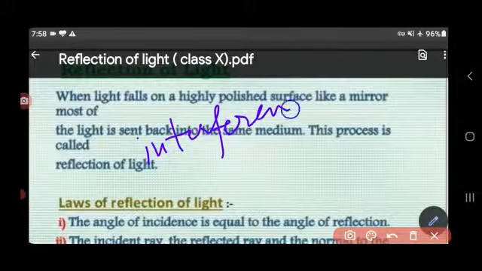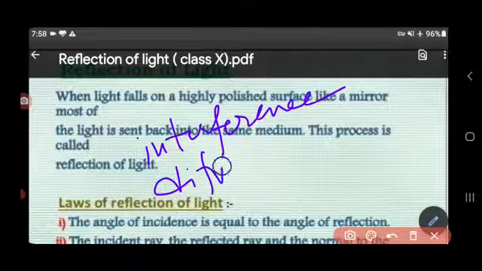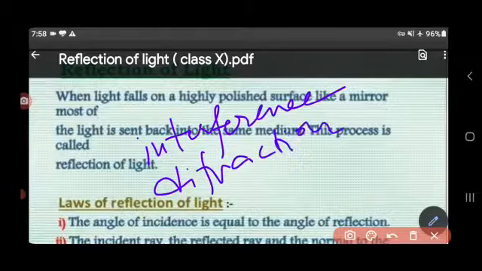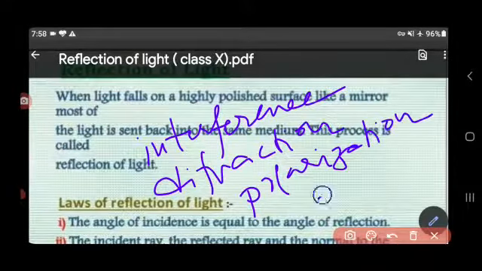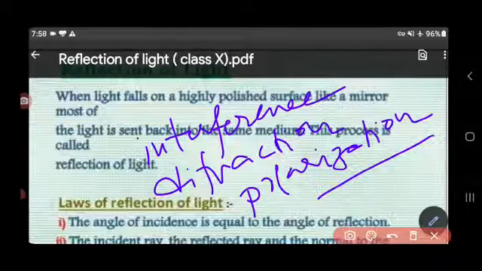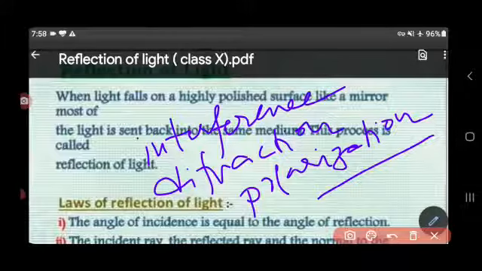So because some phenomena are explained by considering light as particle and some phenomena are explained by considering light as wave, we can conclude that light has dual nature. Dual means two. So light can be explained by considering light as particle as well as wave. And that's why it is said that light has dual nature, or light has two types of nature. One is particle nature and another is wave nature.